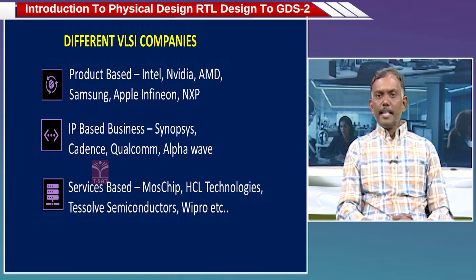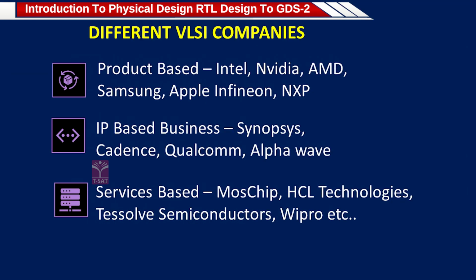Intel, Nvidia, AMD, Samsung, Apple, these are all famous product companies in the industry. We can have opportunities in those companies also, all kinds of opportunities. Next one is the IP based companies, IP based business.